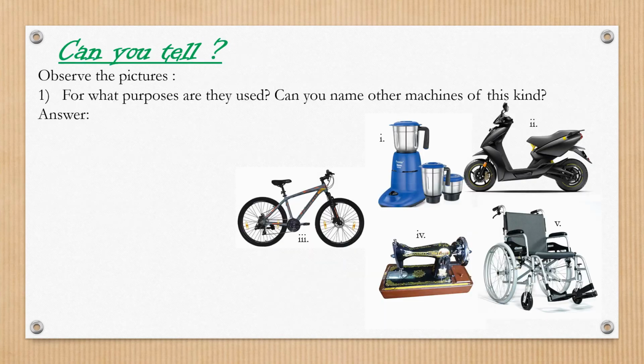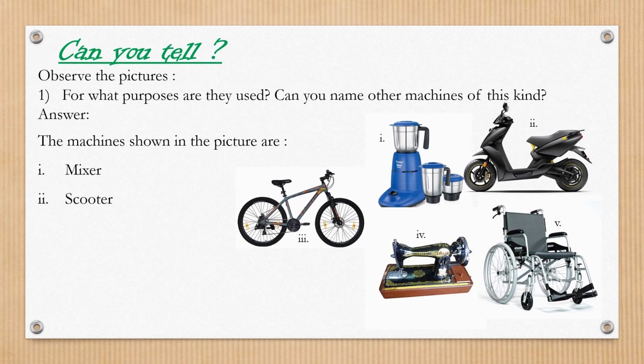Now students, can you tell by observing the pictures for what purposes they are used? Can you name other machines of this kind? The machines shown in the pictures are: the first image is of a mixer. A mixer is used to grind food material like peanuts, almonds, fruits, etc. And the second picture is of a scooter. A scooter is a vehicle used for traveling.